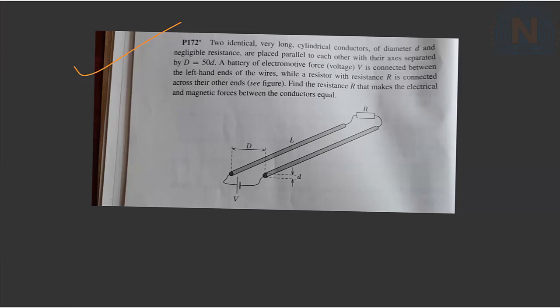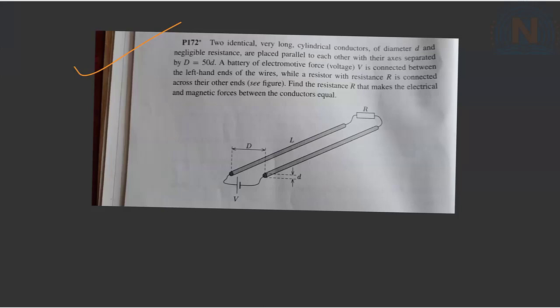The problem says there are two identical, very long cylindrical conductors of diameter d and negligible resistance. They are placed parallel to each other with their axes separated by capital D, which is 50d. Some calculation is also there, so be careful. The axes of both cylinders are at this separation.